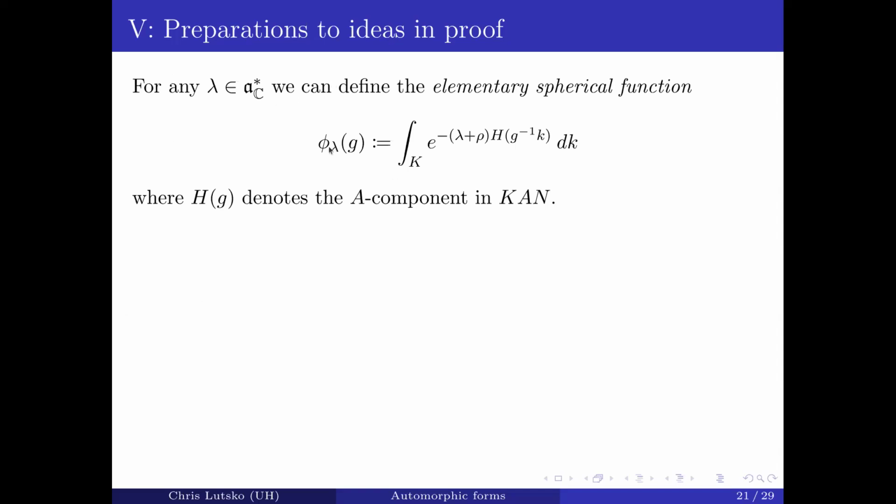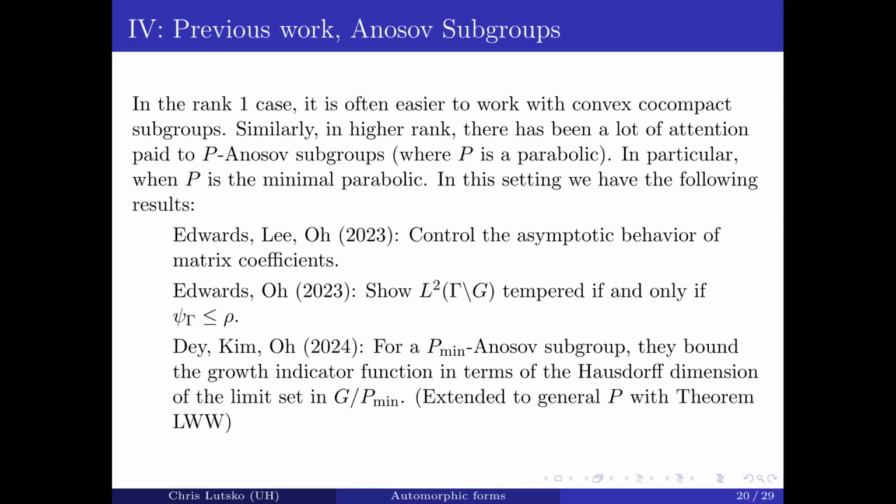We can define this elementary spherical function. It's given by some spectral parameter, and then you shift that by your rho. This is a sort of odd transformation where you take K, act on G inverse, that's fine, and then you take the A component. So you're looking in the Iwasawa decomposition. This is weirdly mixing Iwasawa and Cartan decompositions.